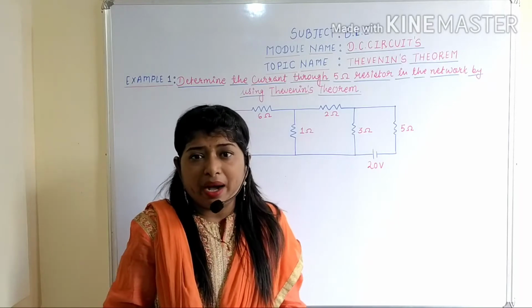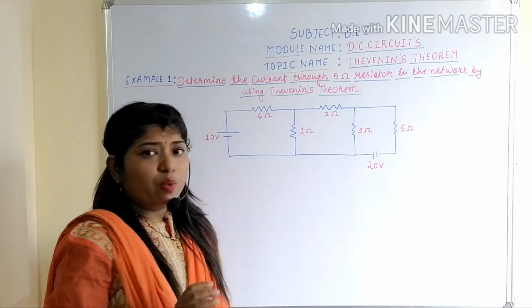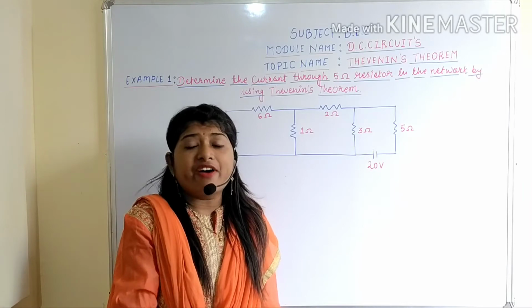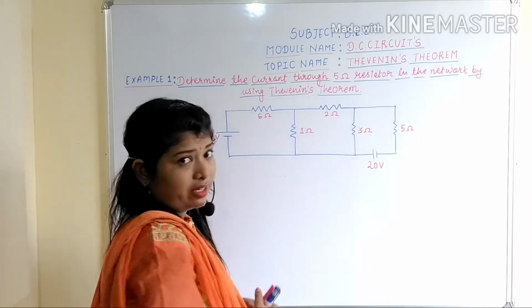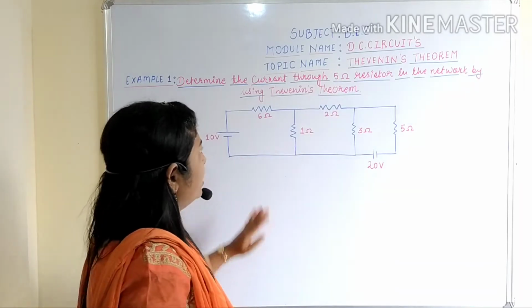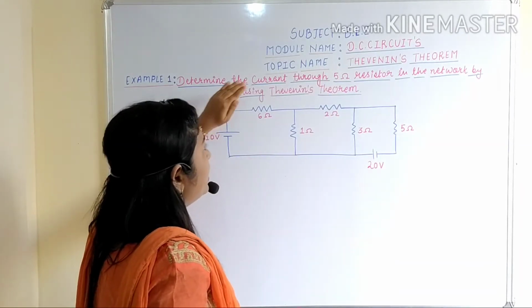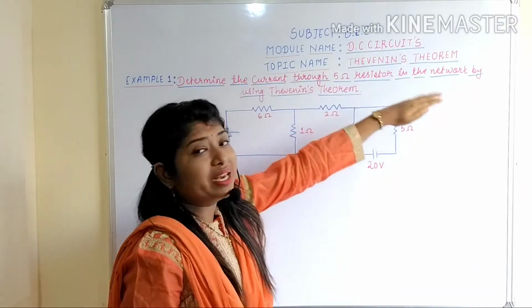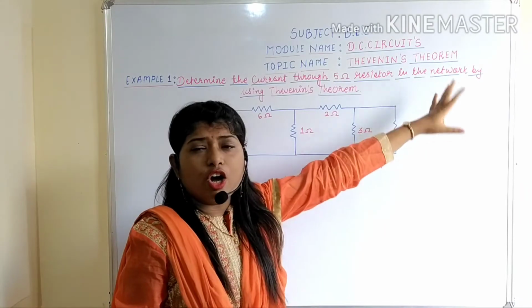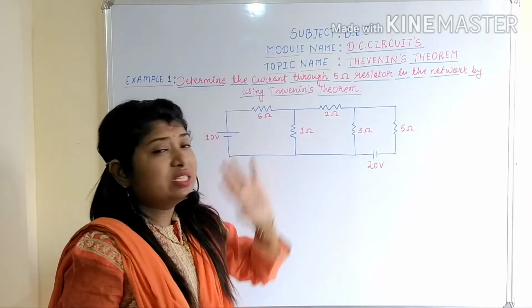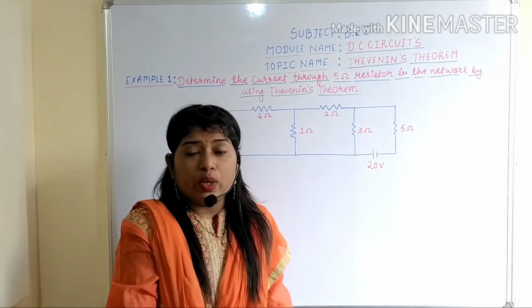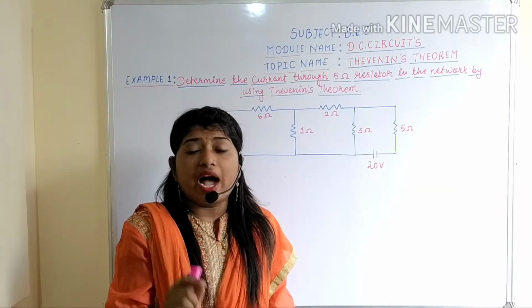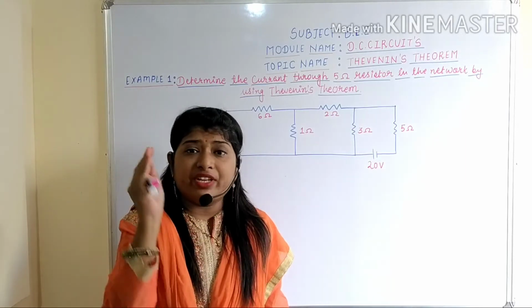Let's begin with step number 1. What is step number 1? You need to identify the load resistor, or branch resistor, in the circuit. What is the question given? You have to determine the current through the 5 ohm resistor in the network or circuit by using Thevenin's theorem. So it means you need to calculate the current flowing through the 5 ohm resistor by Thevenin's theorem.